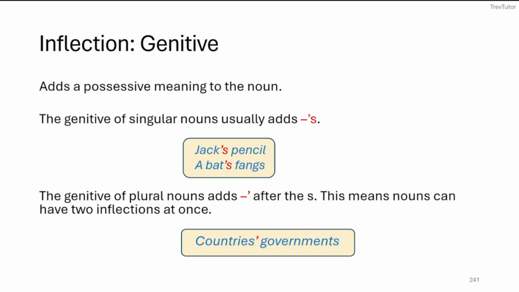And to singular nouns, we add an apostrophe s, so Jack's pencil or a bat's fangs. And when we have plural nouns that end in an s, we do not add an s after, we just add the apostrophe. So countries' governments is both plural and genitive in this case.